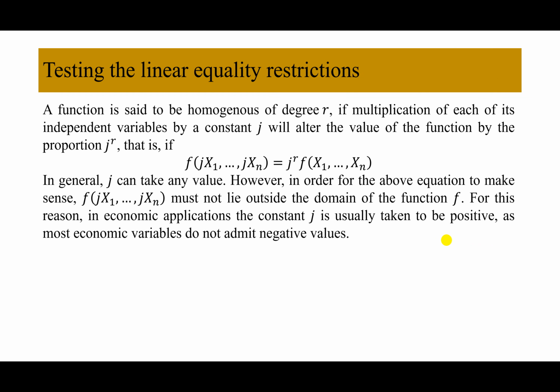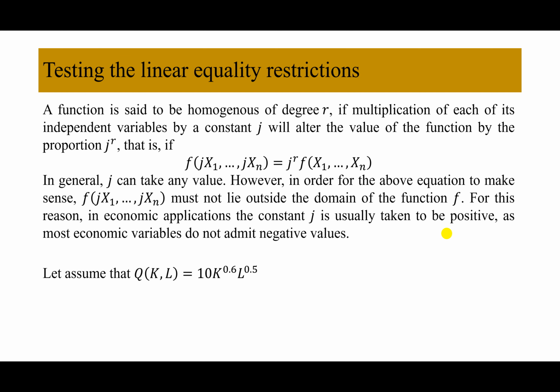In general, j can take any value. However, in order for the above equation to make sense, f of jx1, dot dot, jxn must not lie outside the domain of the function f. For this reason, in economic applications, the constant j is usually taken to be positive, as most economic variables do not admit negative values.